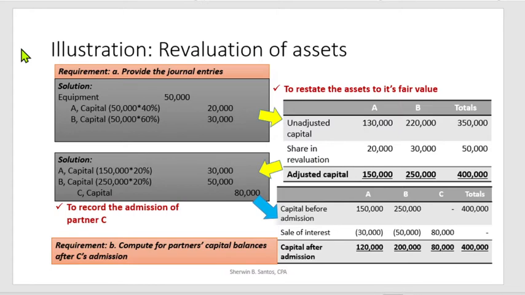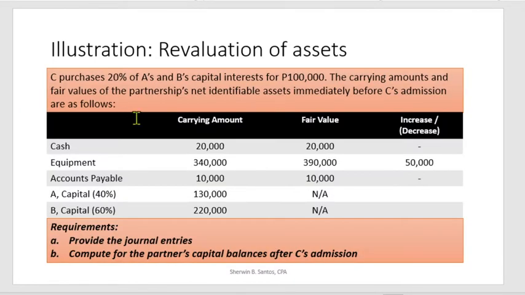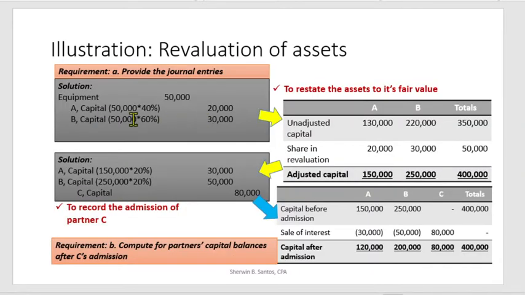So, how do we recognize it? Based on the profit and loss ratio. Let us see how we get 40-60; it is indicated here. 40% and 60% is their profit and loss sharing ratio. So, 50,000 times 40% is 20,000. And then, 50,000 times 60% is 30,000. So, this is the journal entry to recognize the restatement of the equipment to its fair value.